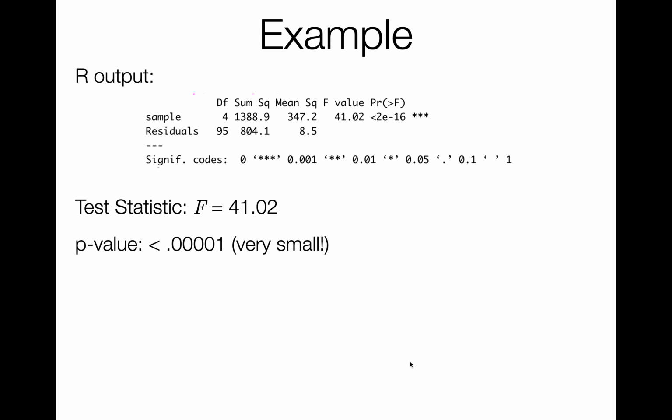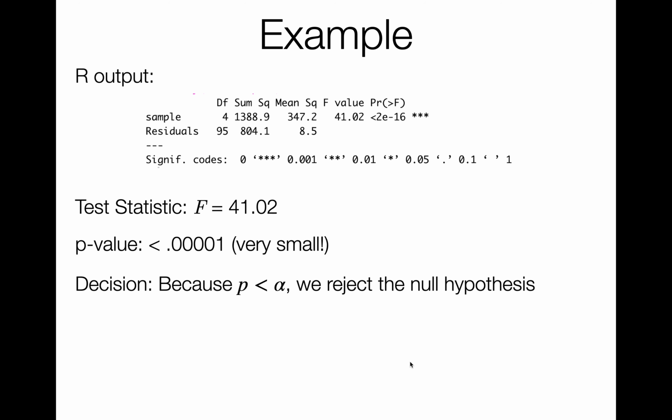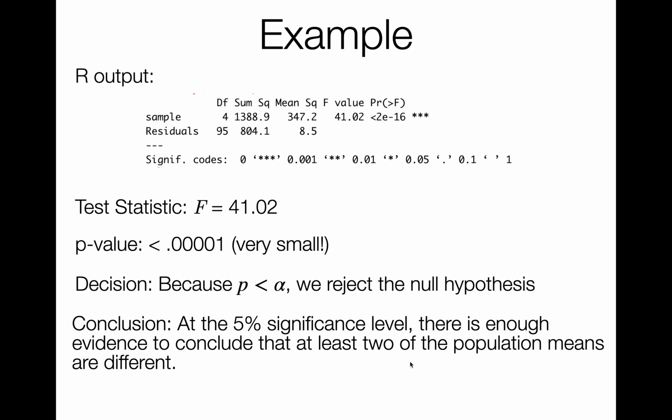So we get a p-value. I said it's less than 0.00001, which is just very small. It's clear from this p-value that it's much less than the significance level, so we reject the null hypothesis that the means are equal. Great. And then our conclusion is: at the 5% significance level, there is enough evidence to conclude that at least 2 of the population means are different. And that is an example of just running an ANOVA test.